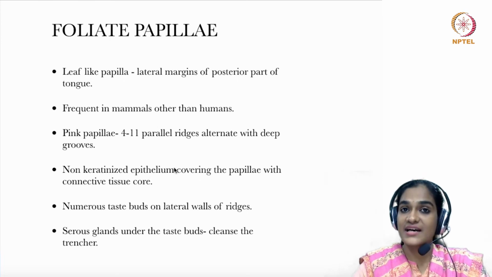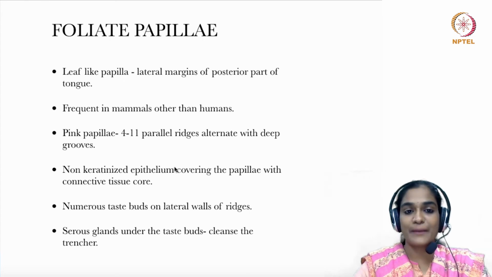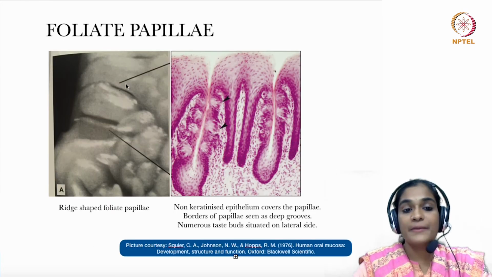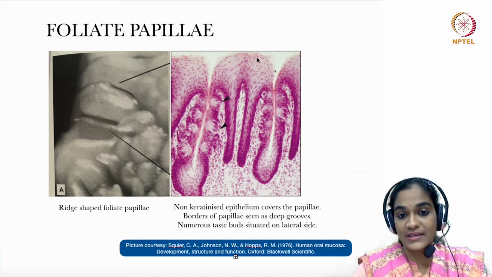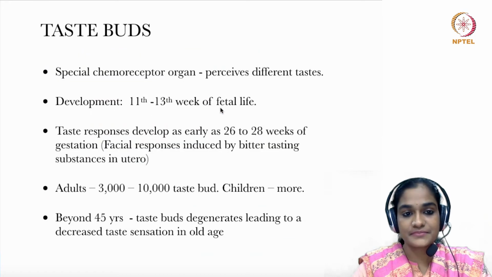Like the circumvallate papilla, serous glands also open around the taste buds, which serves to cleanse the trench of the papilla. The picture shows the ridged appearance of the foliate papilla. Histologically, it has a non-keratinized epithelium with the lateral walls showing the taste buds.